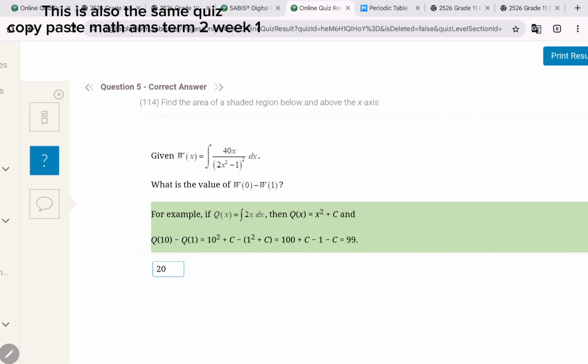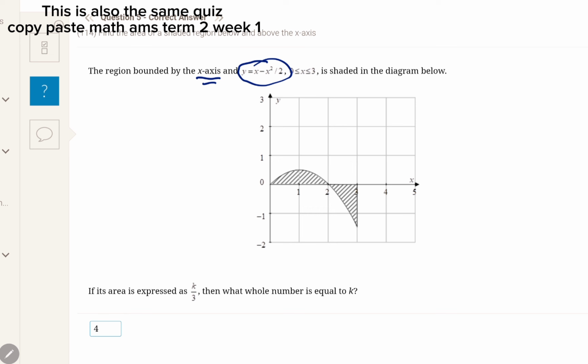What does it say in question number 5? Perfect. The region bounded by the x-axis and y equals this function is shaded in the diagram below. Here is the important keyword: bounded by the x-axis and y is equal to this. So how do I solve it? First of all, what I know from this is, if you see in the graph, they gave me my boundaries. I have 3 boundaries.